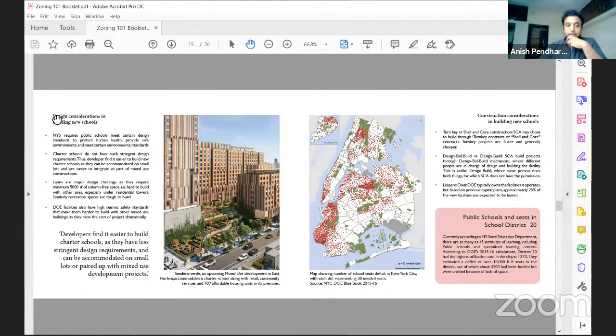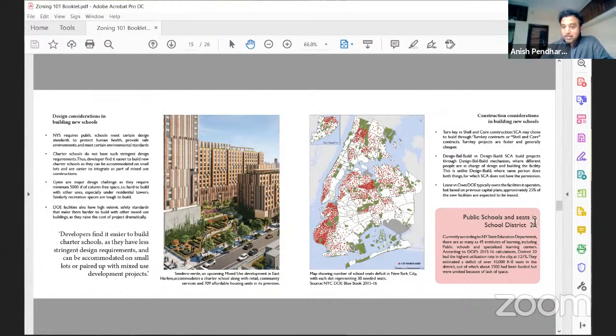then a brief overview of the design considerations they require while building new schools, and what the different types of schools are. So for example, charter schools, and an example of an upcoming mixed use development. Then what is the current number of vacancies or shortages in the public school system in New York, and what is the current scenario for District 10?